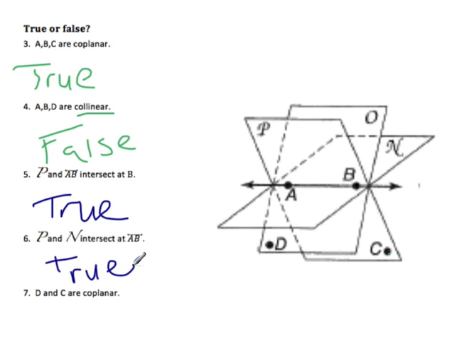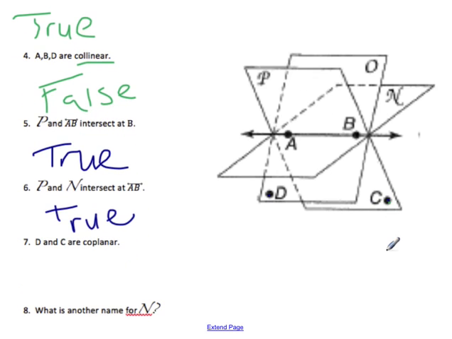D and C are coplanar. Here is D, here is C. Are they on the same plane? No, they are not, so that is false.